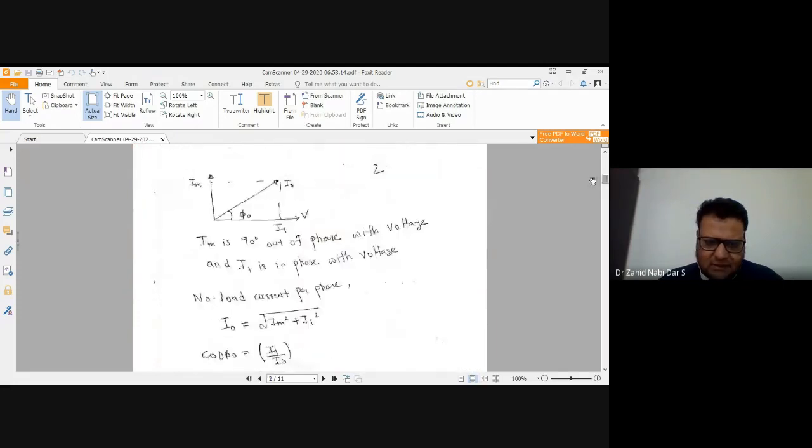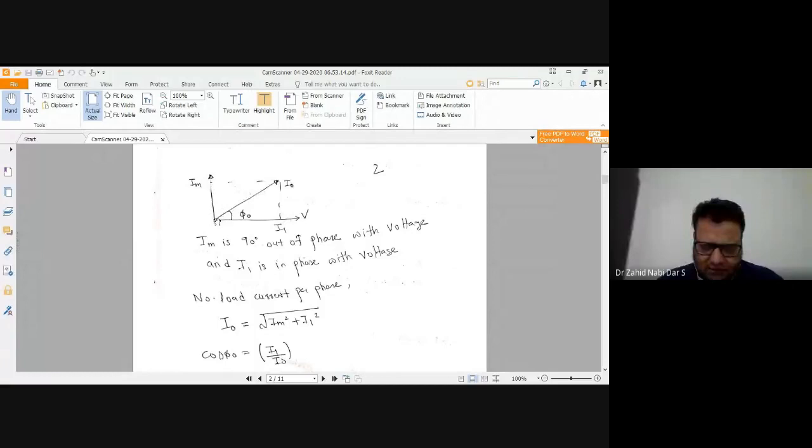Now basically, you can see this pictorial demonstration. Here you can see this is my perpendicular, this is my magnetizing component of the current, and this is my core loss component of the current. It can be clearly seen my magnetizing part of the current is 90 degrees out of phase with voltage, and I1 is in phase with voltage. So no load current per phase, you can write I naught. This I naught is equal to, if you take this as I1, and this perpendicular is same as your Im, this Im and this Im same.